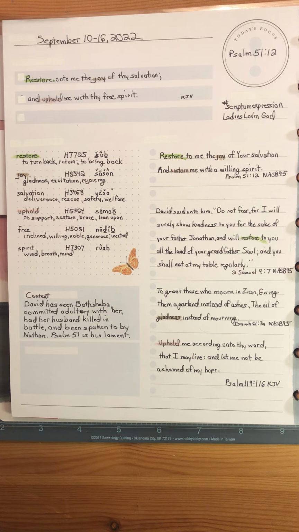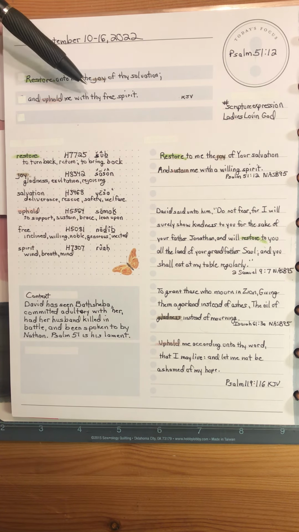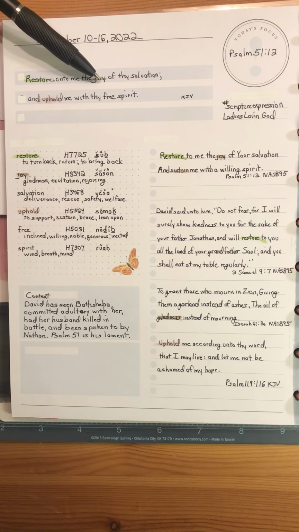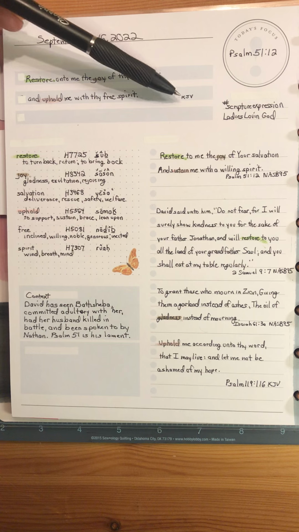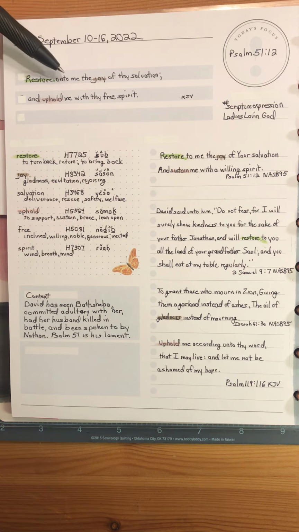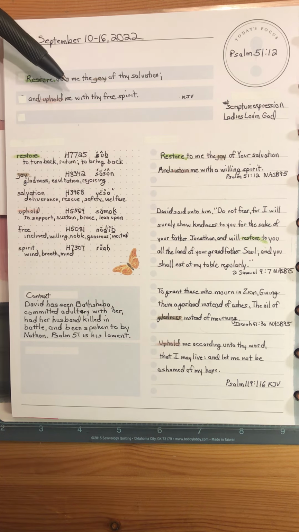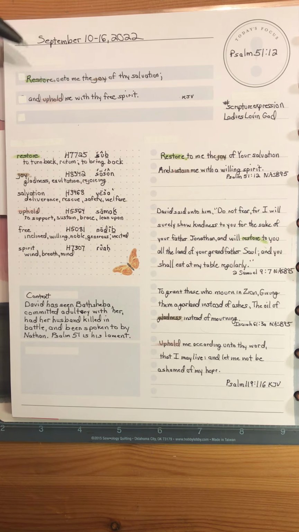What I first do is write out the verse, obviously, and you can, of course, choose the version of the verse that you use. We read the King James Version at my church, which is why I always start there, but I never stick with just one version. I'm always looking at multiple versions of the same verse. So we're looking at Psalm 51, verse 12: Restore unto me the joy of thy salvation and uphold me with thy free spirit.